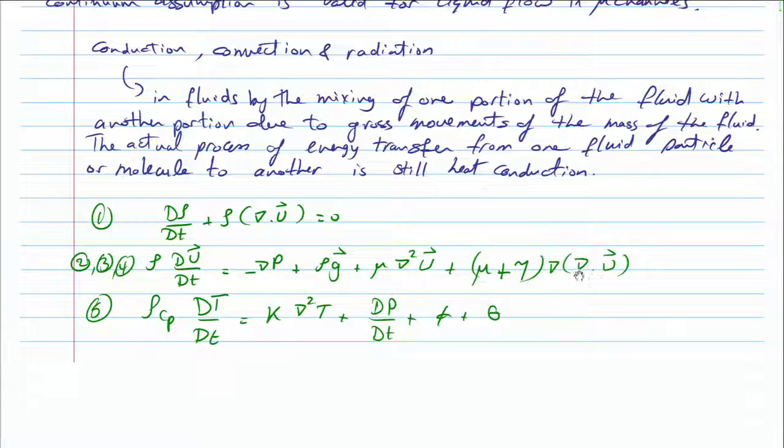And what does this term mean? Nabla dot u. u is the velocity vector, right? u, v, and w. And when you dot it with nabla, that's partial u partial x plus partial v partial y plus partial w partial z. For an incompressible fluid, this term becomes 0, and we will deal with incompressible fluid most of the time. So it vanishes here and it vanishes there. You don't have to worry about this in case it's incompressible.